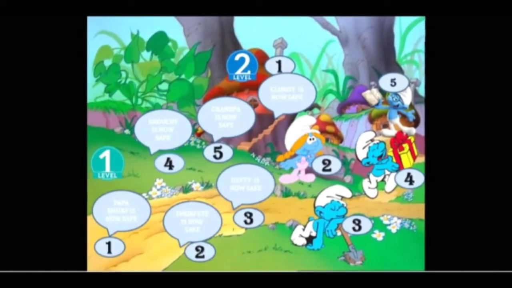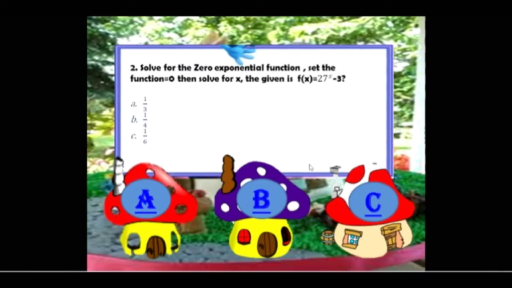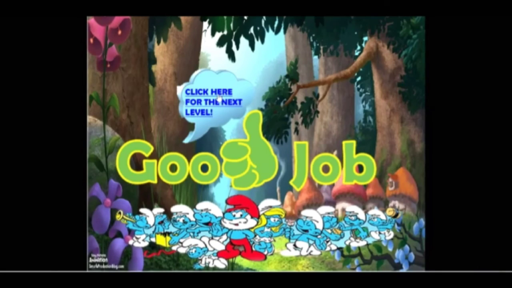Number 2. Solve for the zero of the exponential function. Set the function equal to 0, then solve for x. The given is f of x is equal to 27 raised to x minus 3. Okay, just answer number 2. Time's up. Miss Herodias, what is your answer? Letter A? Correct.